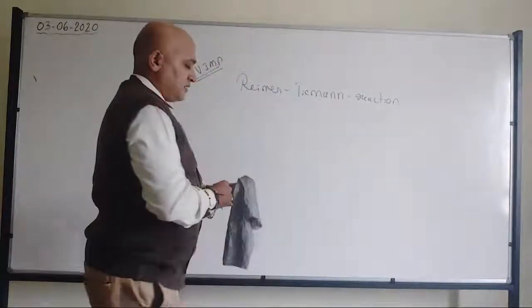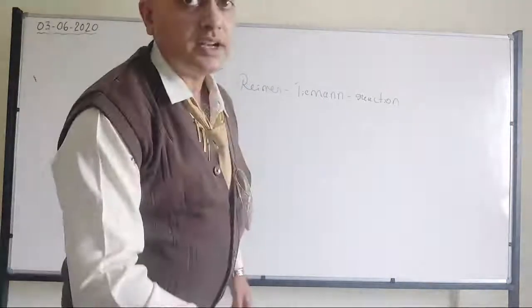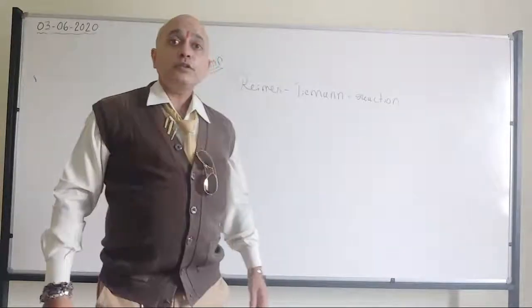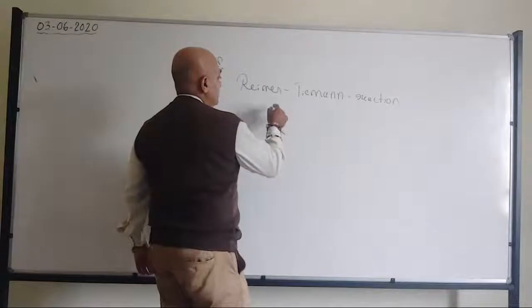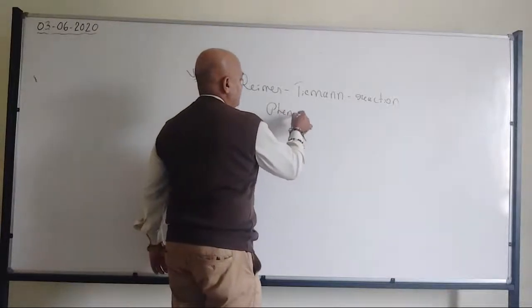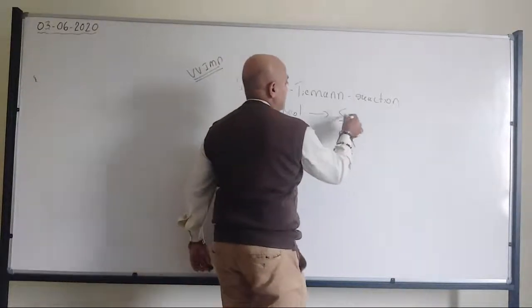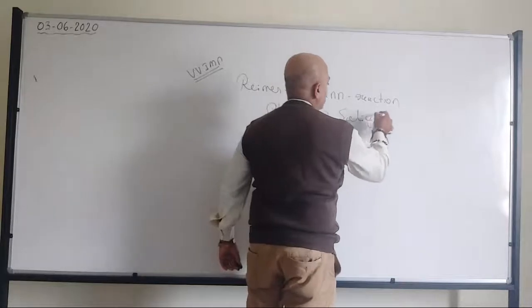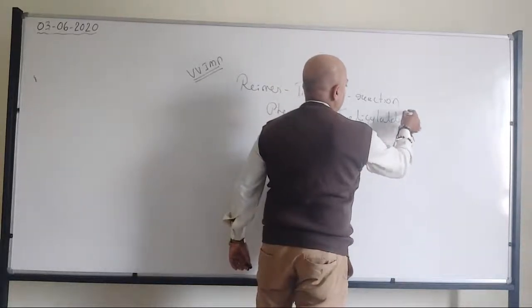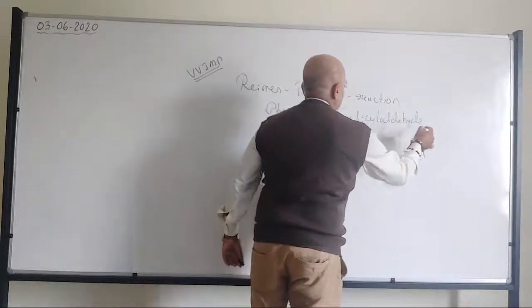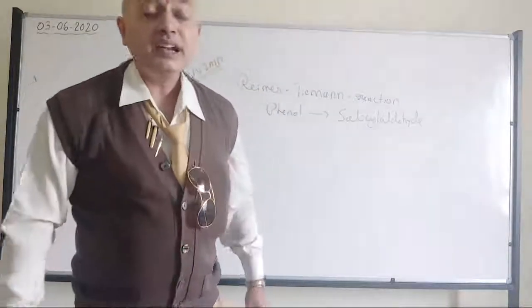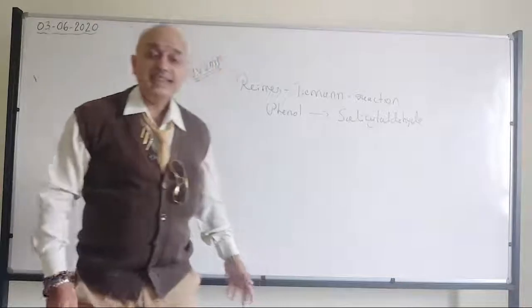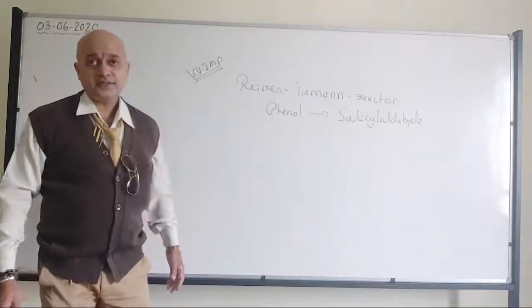Okay? So that's another very important named reaction, like the Kolbe reaction. But in the Kolbe reaction, we get salicylic acid. Here, it is involved in the conversion of phenol to salicylaldehyde. So instead of the carboxylic acid group, it will be an aldehyde. That's where we have the salicylaldehyde.